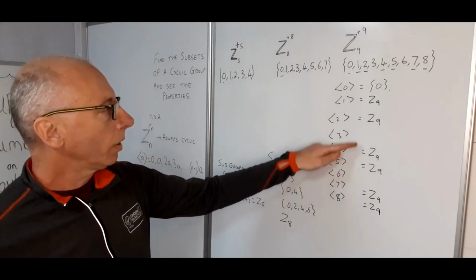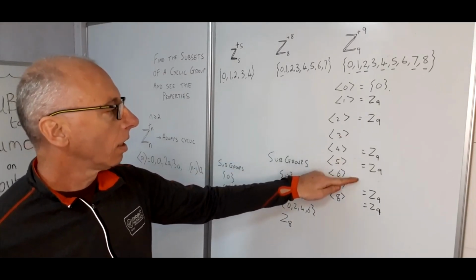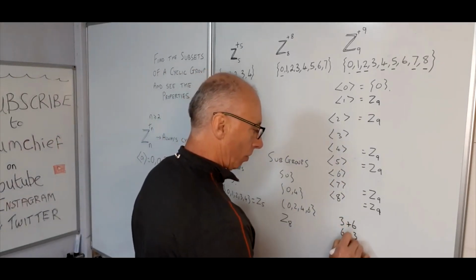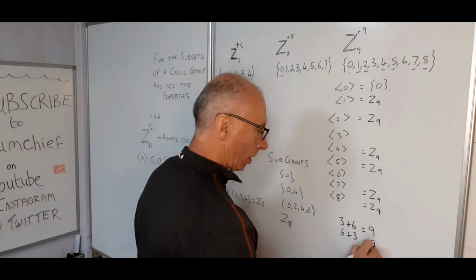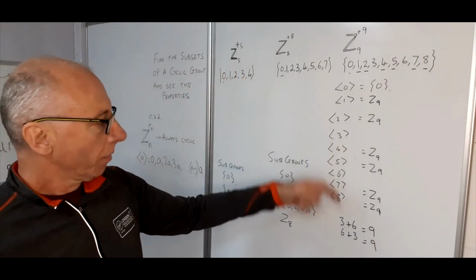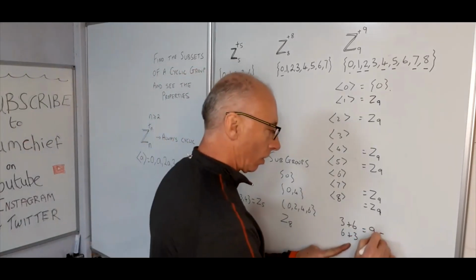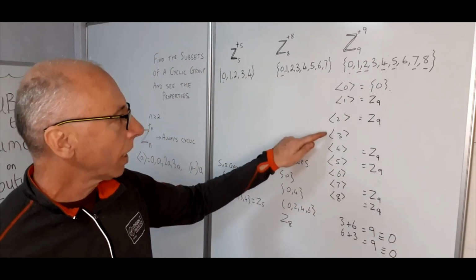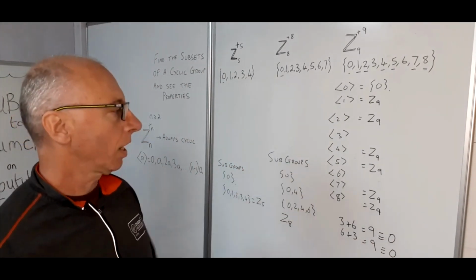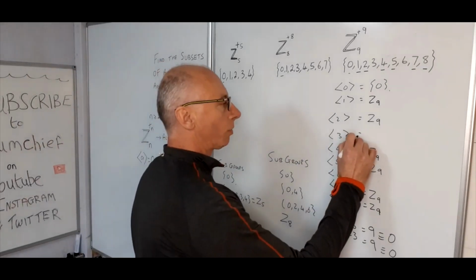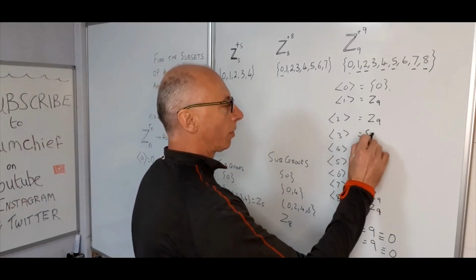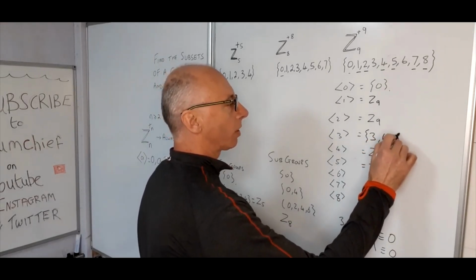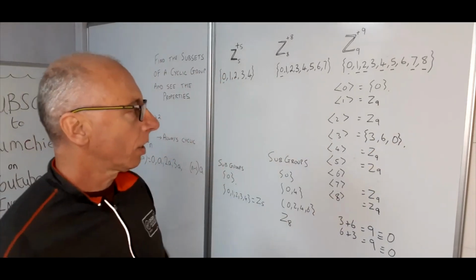So all we're left with now is 3 and 6. Well, we know if we do 3 plus 6 and 6 plus 3, these will equal 9, and 9 mod 9 is congruent to 0. So therefore that's the identity. So I'm going to say that 3 and 6 are the same subgroup. So let's see if we can show that. 3 plus 3 is 6. 6 plus 3 is 9, which then goes to 0. So that's our subgroup here.